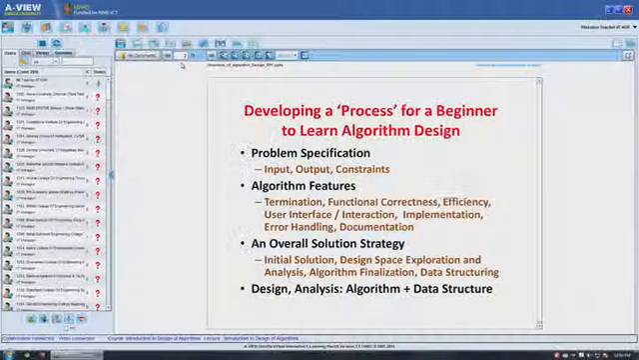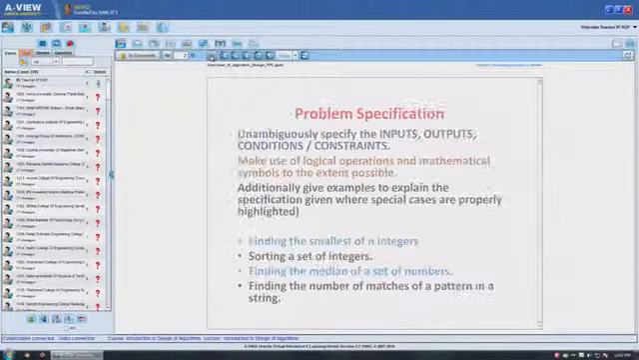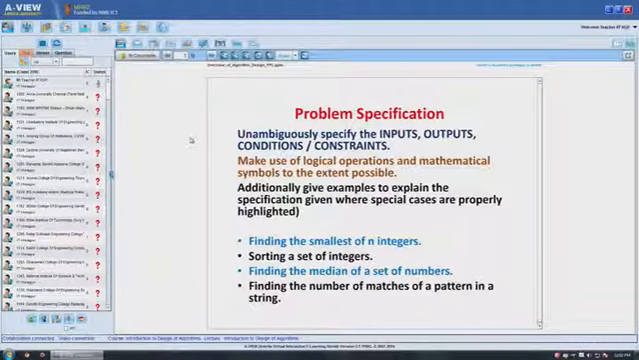So, we will now proceed into our next step of algorithm design, and the first thing that you would like to do is to be able to unambiguously specify the problem. And at any point in time, the specification of the problem is the key to design of the algorithm, and we shall see how.